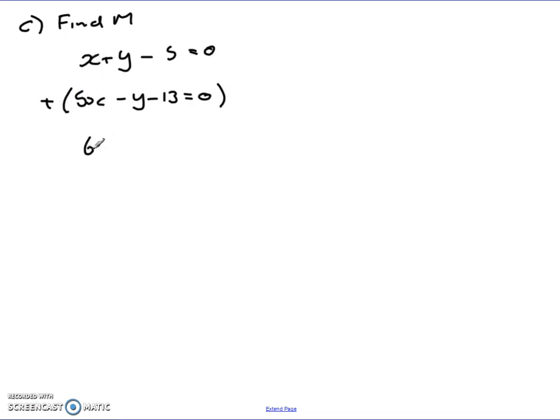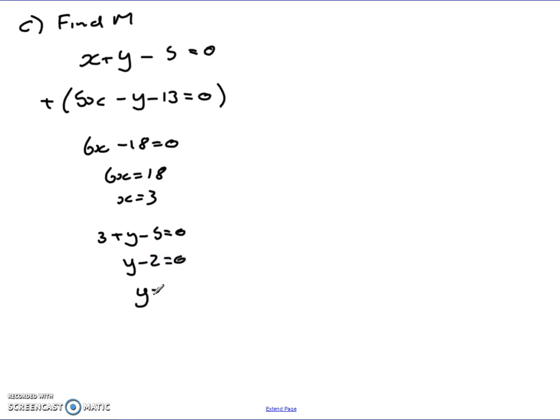So I've got x plus 5x gives me 6x. y plus negative y is y minus y, which is nothing. Negative 5 plus negative 13 is negative 18. So from this, I can then say 6x is equal to 18. x equals 3. Take this value for x and substitute it back into here, and you'll be able to find y. Pick the easier of the two again, which would be the top. So I then know that 3 plus y minus 5 equals 0. So y minus 2 is equal to 0. y equals 2. And again, we've got the x and the y part, great.